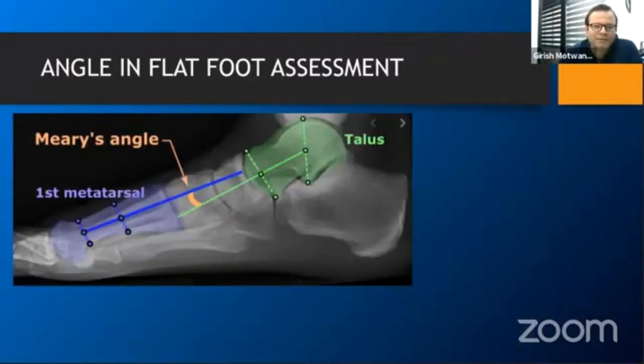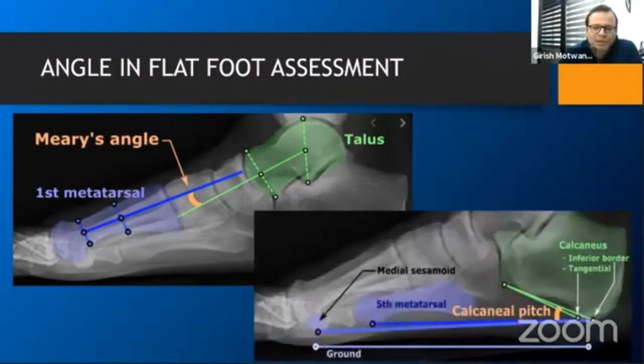Some angles in the flat foot assessment are very important, so I will talk about the important angles. The first metatarsal and talar neck axis angle is Meary's angle. On the weight-bearing X-ray, it should be 0. If it is a negative value, it gives you the idea about the severity of the plantar and medial subluxation of the talus in the flat foot.